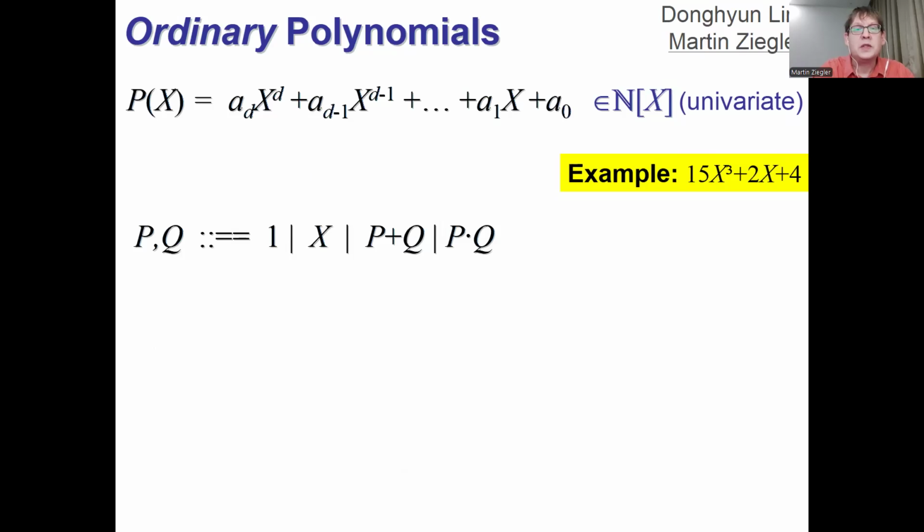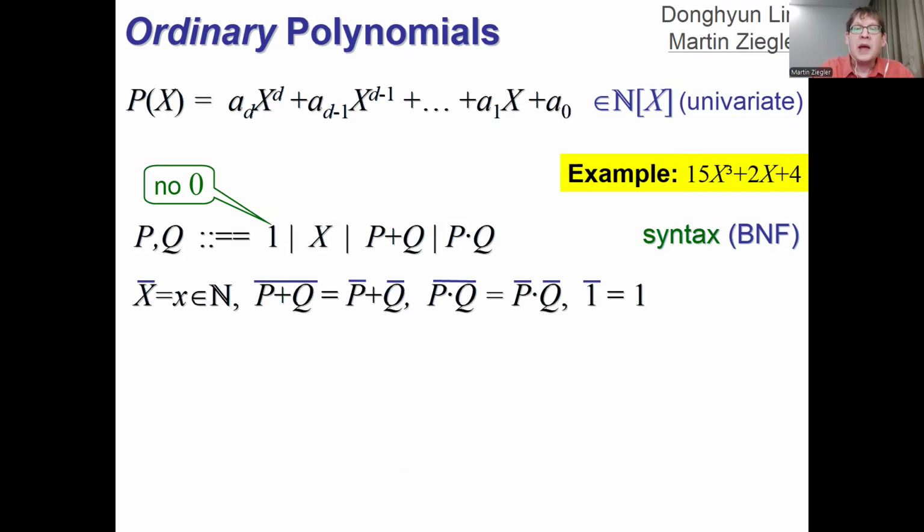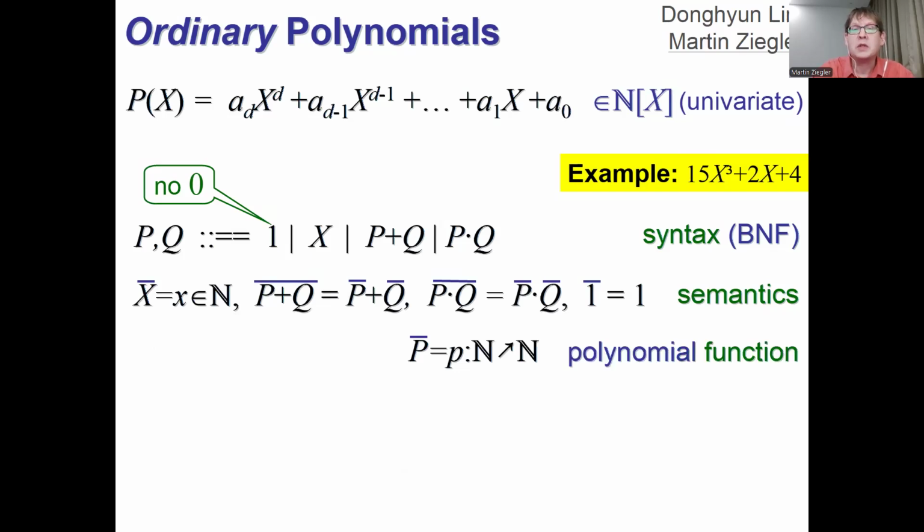Here's a formal syntactic definition in Backus-Naur form. Polynomials are this class of expressions generated by the constant 1, the variable x, and whenever P and Q are polynomials, then so are their sum and their product. This is the syntax, and observe that we prohibit 0, that is a technical detail, and the semantics is obvious. It's just the semantics of natural numbers extended pointwise to polynomials, which means that a polynomial gives rise to a polynomial function, a non-decreasing function from natural numbers to natural numbers.